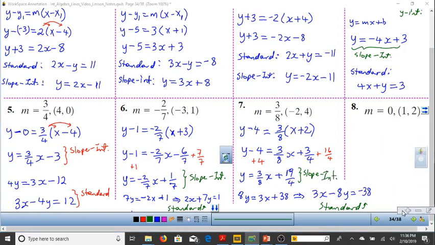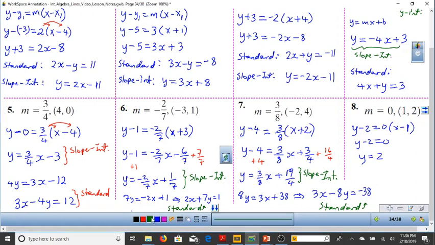With this line here, the slope is 0. So we know it's a horizontal line, and if we do y minus y1, it's basically y minus 2 is equal to 0 times x minus 1. Well, 0 times anything is 0. So we get y minus 2 equal to 0, which means y is equal to 2. And this is both standard and slope-intercept forms.